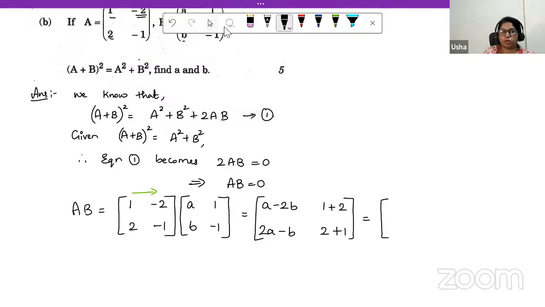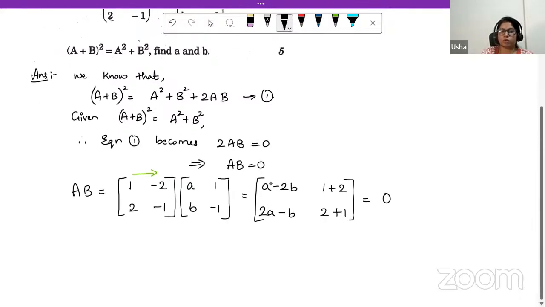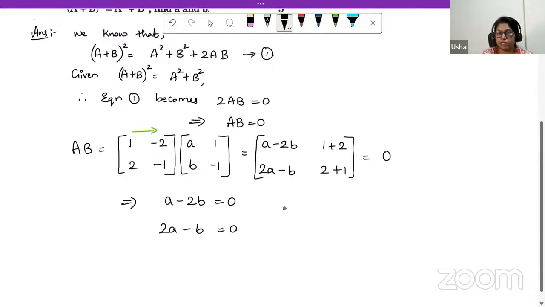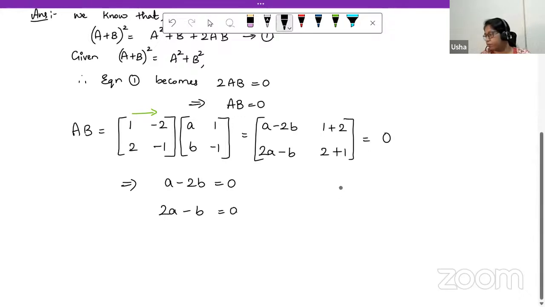So if it is equal to 0, then every element is 0. Okay. Now A plus 2B will be 0, 2A minus B will be 0. Since this product is 0, equate all these elements to 0. So you are going to get A minus 2B is equal to 0, and then 2A minus B is equal to 0. Now take it as simultaneous equations and simplify.